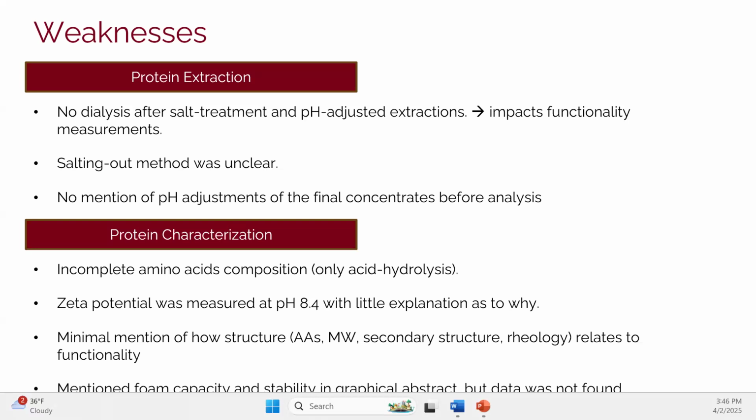They just say that it impacts functionality, but they didn't really explain the mechanism of how. And also they didn't really call out specific functionality. They didn't really call out specific food applications, which is kind of a bummer. And also a fatal one: they mentioned foam capacity and stability in the graphical abstract, but there's no data on that.